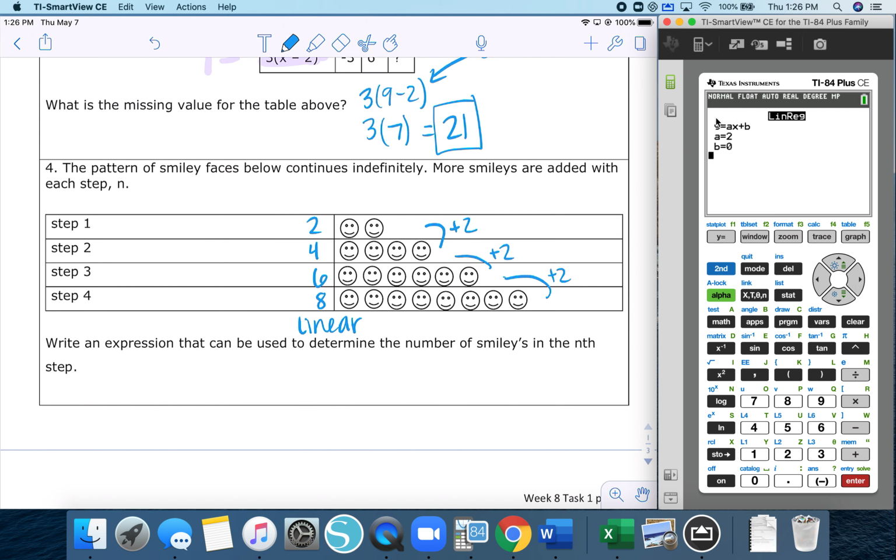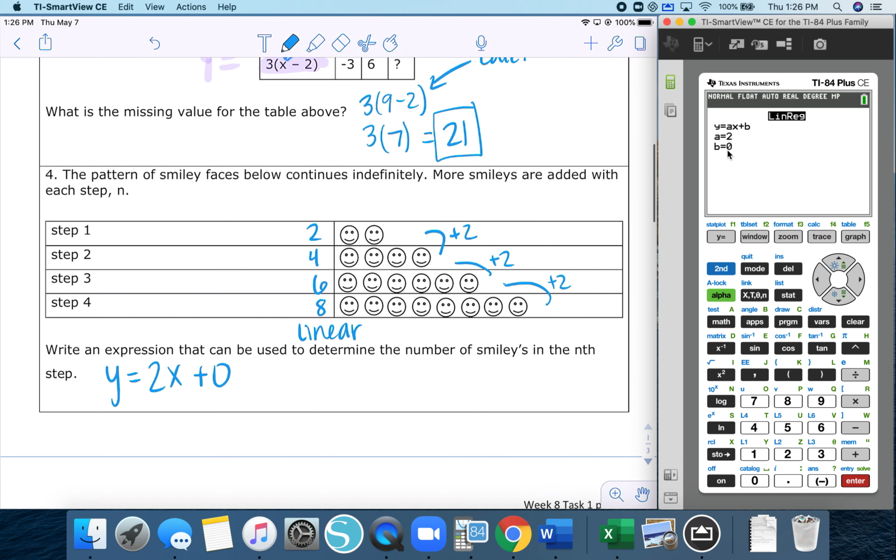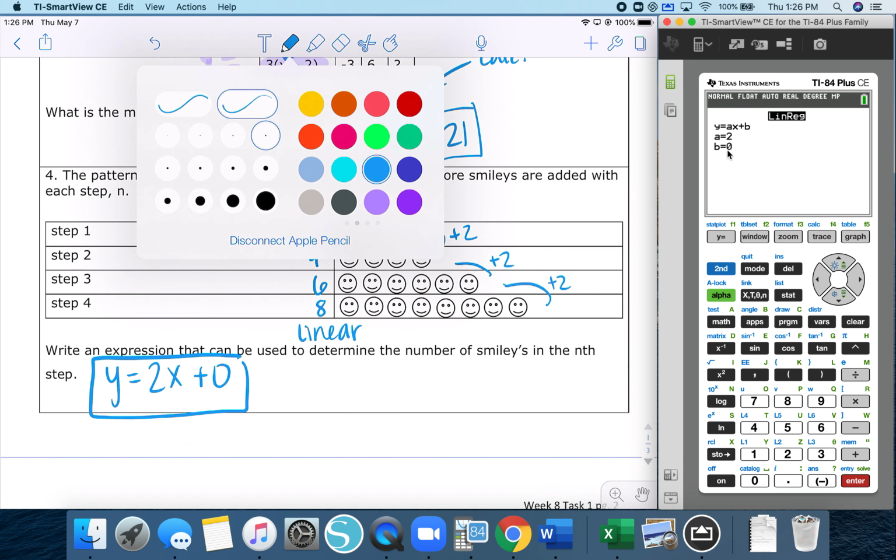You will see something like this on the assessment along with this picture. Make sure if they ask you to write an expression and they show you the calculator, that you write out that expression from the calculator on your paper. So remember here we have y equals ax plus b. A is 2 and b is 0, and so we replace that for our linear function.